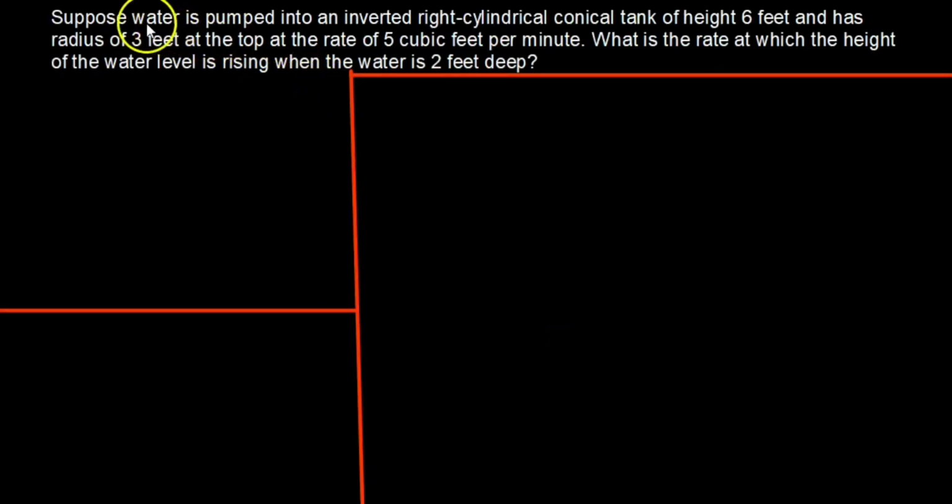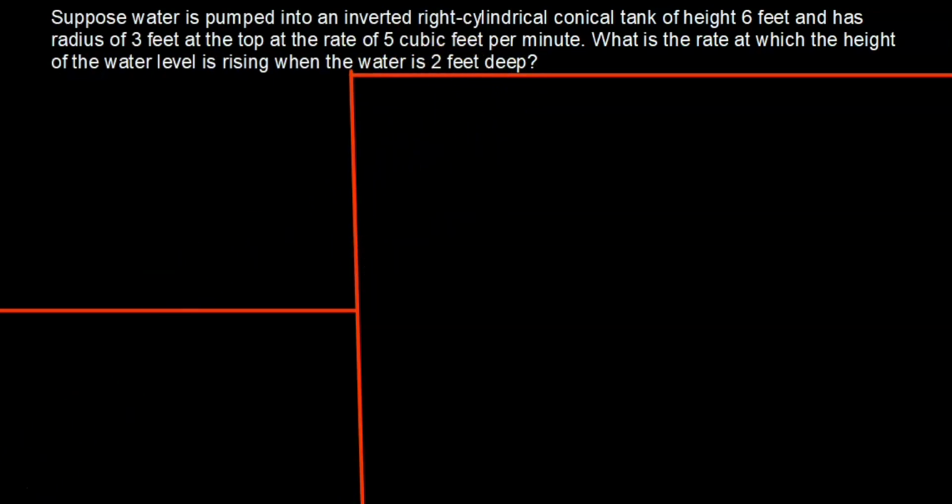For the example, we are given that water is pumped into an inverted cylindrical conical tank. This right cylindrical conical tank is just a conical tank gotten from a right cylinder of height 6 feet and has a radius of 3 feet at the top. This water is pumped in at the rate of 5 cubic feet per minute. What is the rate at which the height of the water level is rising when the water is 2 feet deep? That's when the depth of the water is 2 feet.